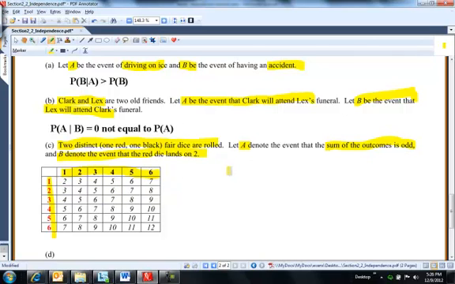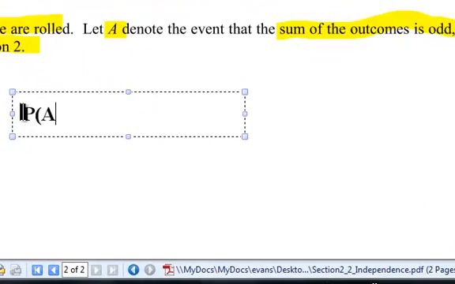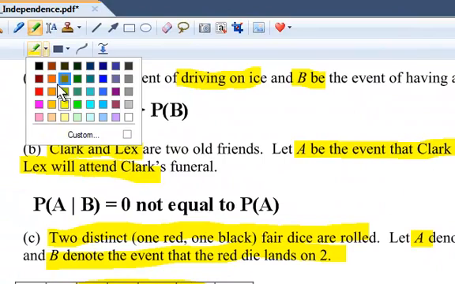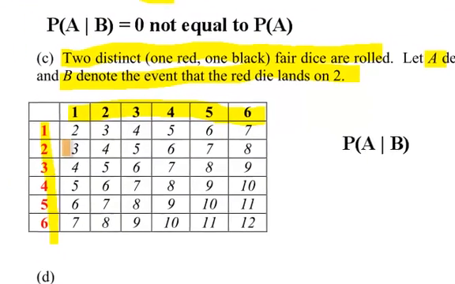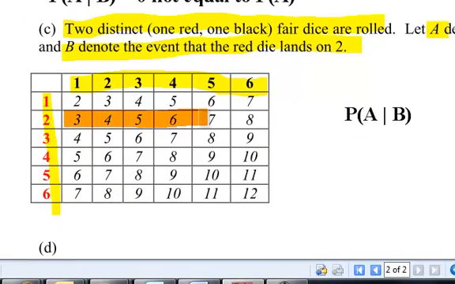Again, we can do this a couple different ways, but I'm going to go with, what's the probability the sum is 2, so let's check this one. What's the probability the sum is 2 given the red die lands on a 2? So B is the red die lands on a 2. Let's just choose another color here. Red die lands on a 2. So I know then I'm sitting in here.